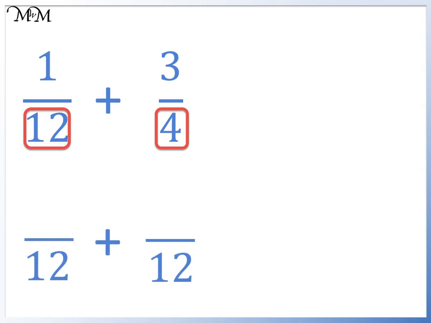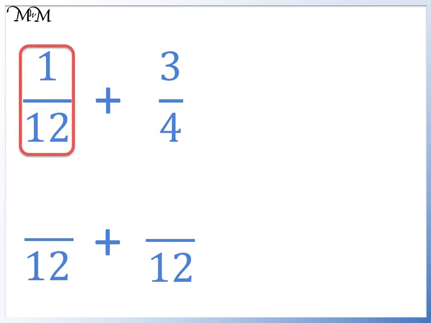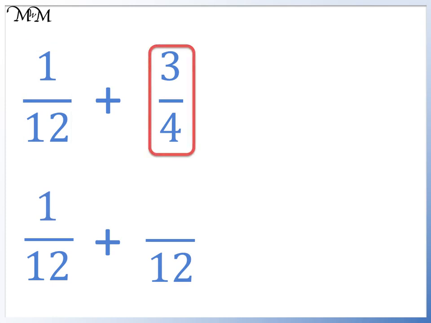This means that it is the smallest number that they both divide into. So this is the denominator that we will use. A 12th already has a denominator of 12, so we don't need to change it. 3/4 has a denominator of 4, so we need to change it to twelfths.